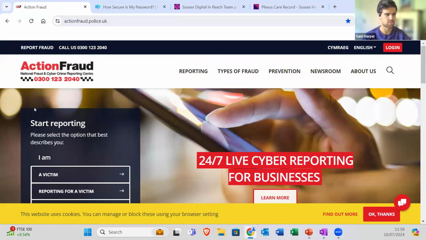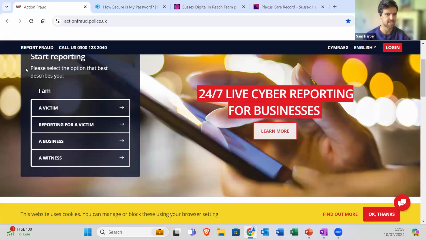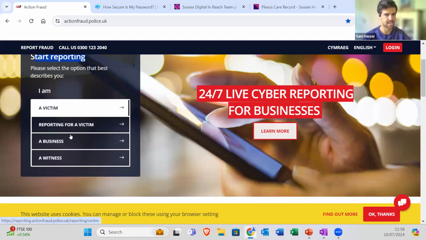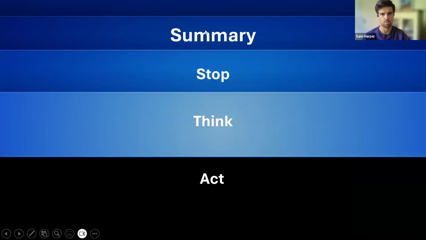All you need to do is just go onto the website. Even if you're not sure whether it's a crime or not, it's still worth reporting. They'll investigate it. And in here, you just go to start reporting, and then you would just fill out the details in here, as you can see. And they do have 24/7 cyber reporting in there. So very valuable tool. Please do report the cybercrime.